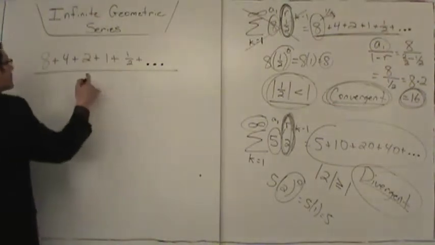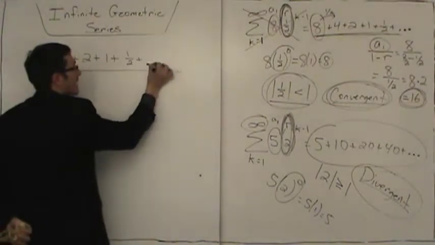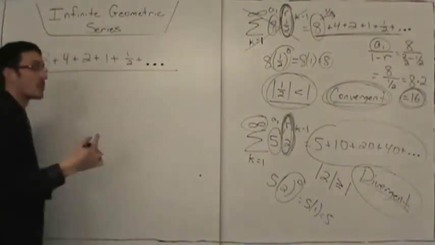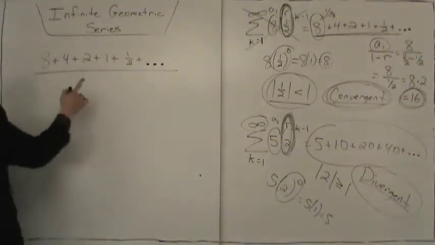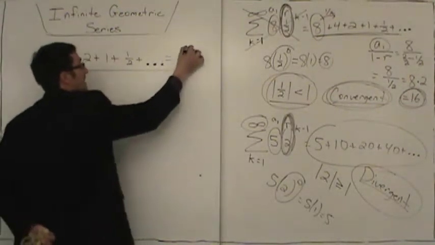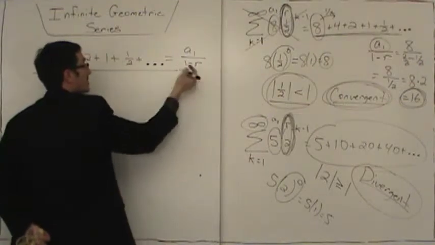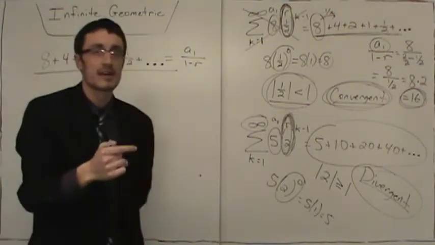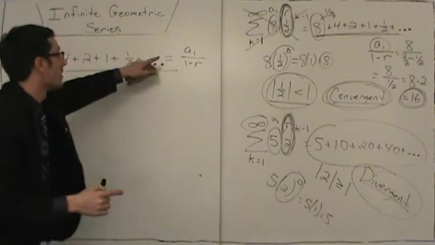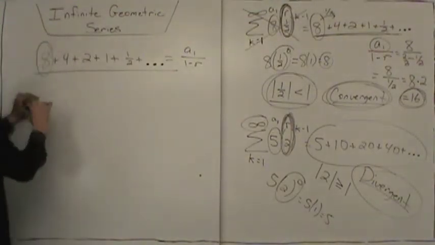So what do we do here? Well, you see the ... We're adding what? We're adding forever. So what do you first need to find? You need to know two things to figure out what this thing equals. A sub 1 over 1 minus r is the formula to figure out what this sum is. You need two things. You need a sub 1. Do we know a sub 1? Yes, a sub 1 is 8.